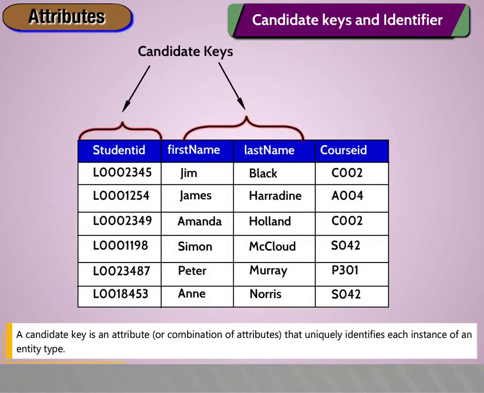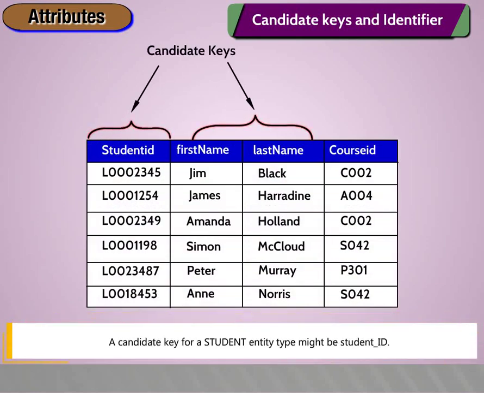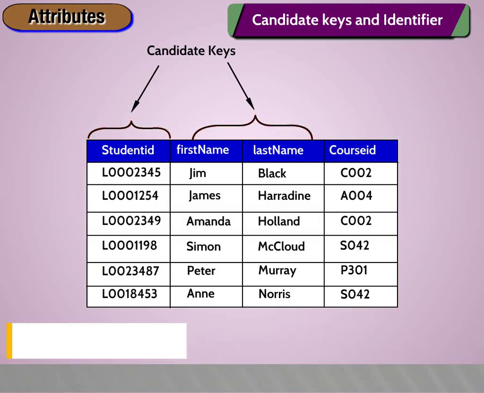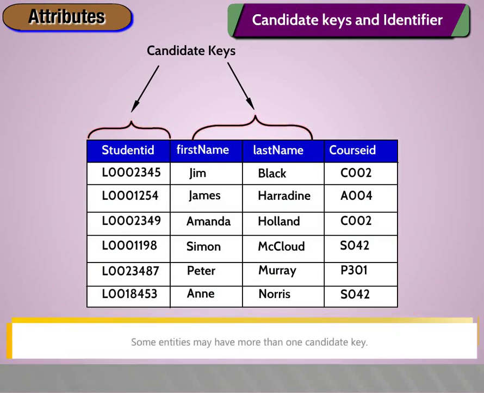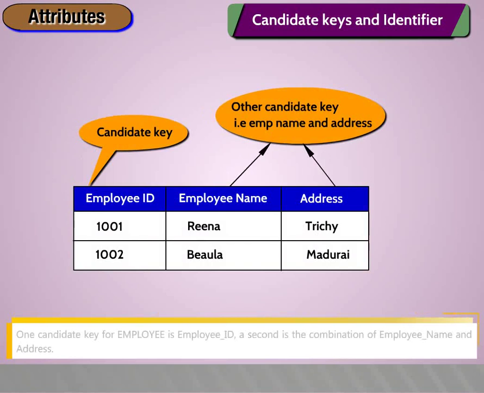A candidate key is an attribute or combination of attributes that uniquely identifies each instance of an entity type. A candidate key for a student entity type might be student ID. Some entities may have more than one candidate key. One candidate key for employee is employee ID, a second is a combination of employee name and address.